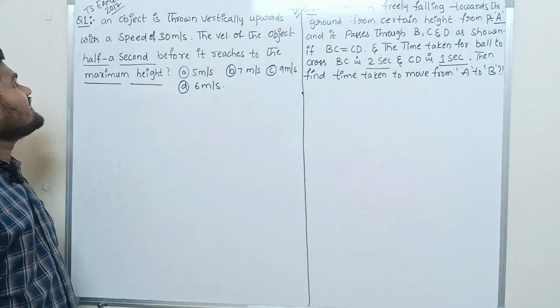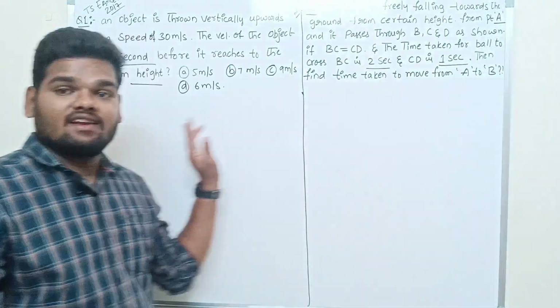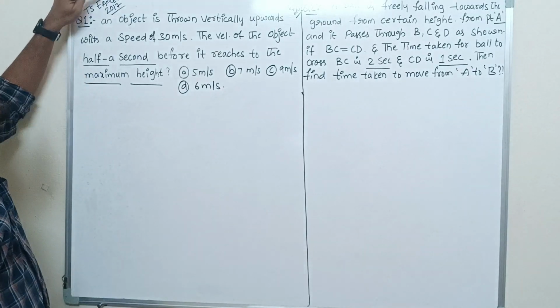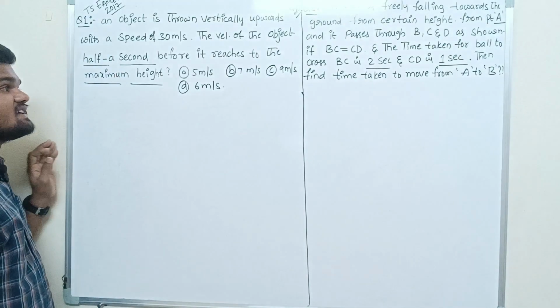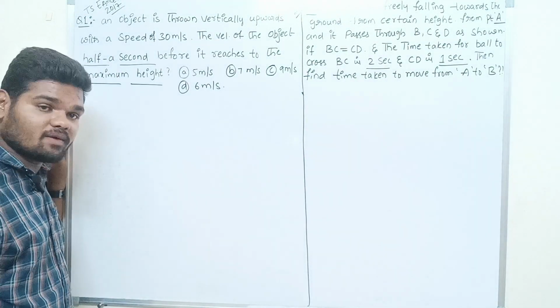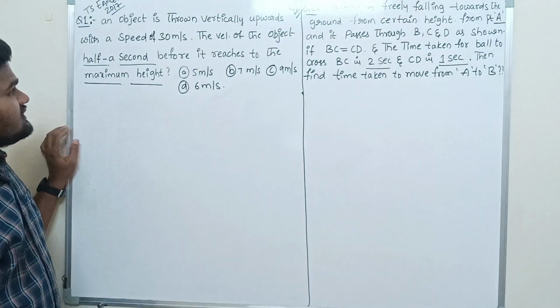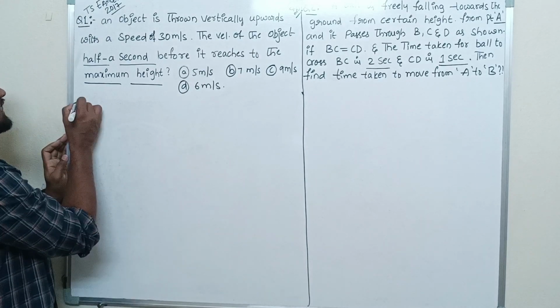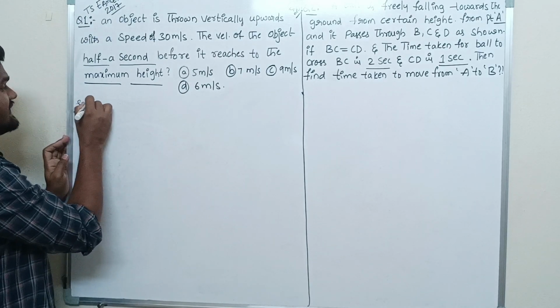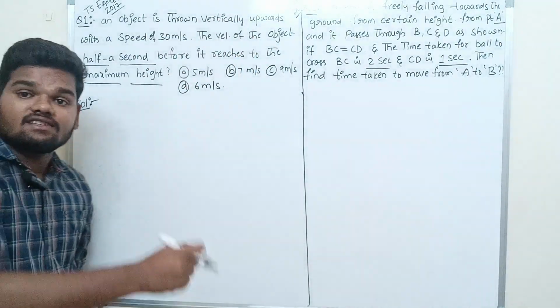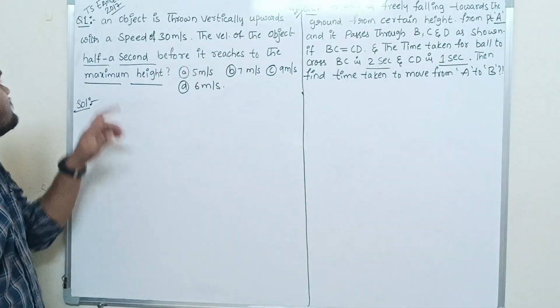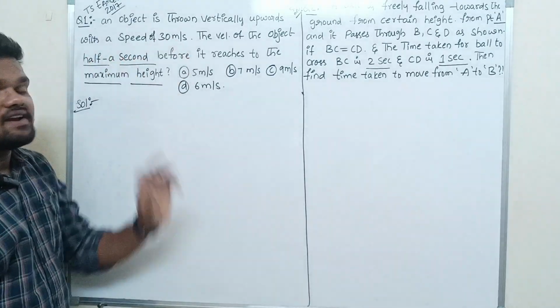Right. So here we have two questions. They were asked in TS MSET 2017 and TS MSET 2016. So these are two previous year MSET problems. So what is the first problem? Have a look at what they are asking: an object is thrown vertically upwards with a speed of 30 meter per second.